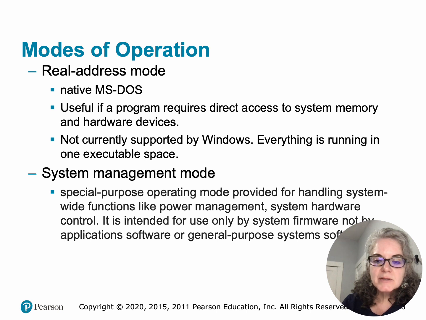The x86 processor has 3 primary modes of operation. The first one is the real address mode. The real address mode is the native MS-DOS. It's useful if a program requires direct access to system memory and hardware devices. And it's not currently supported by Windows. Everything is running in one executable space when we run in real address mode. And we'll talk about what that means in a second.